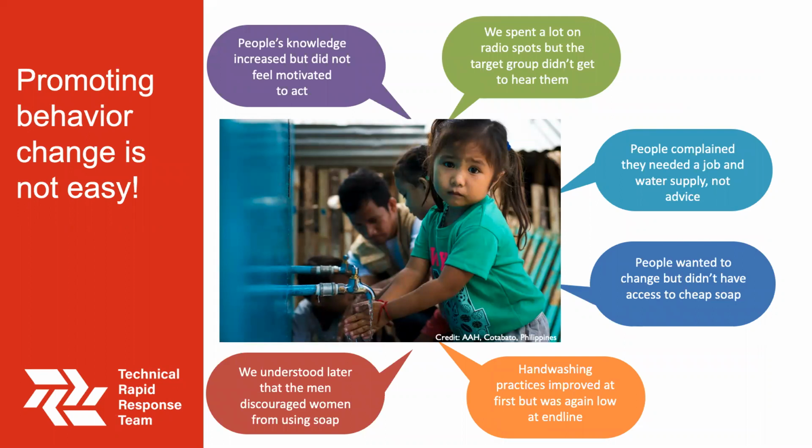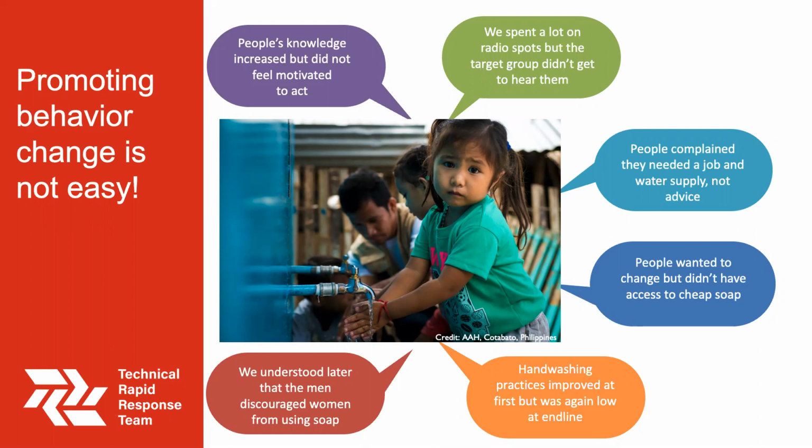So as we've seen, behavior change is not a simple process, and promoting behavior change, while it's not rocket science, is not easy either. This slide just shows us some typical problems that the project staff may encounter in an intervention to promote hand washing. You might, either in the middle of the program or towards the end of it, realize that people's knowledge had increased, but they didn't feel motivated to act. That we spent a lot of time on radio spots, but the target group didn't get to hear them because they didn't have radios. Or the hand washing practices improved at first, but then again, it was low at the end line. So there are a lot of these problems that people have faced.